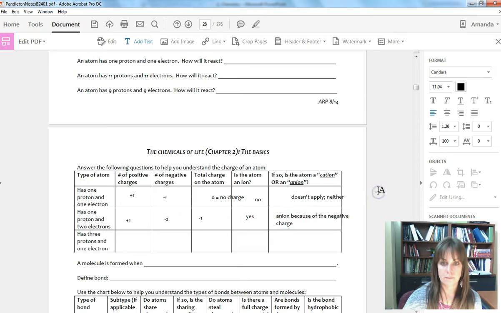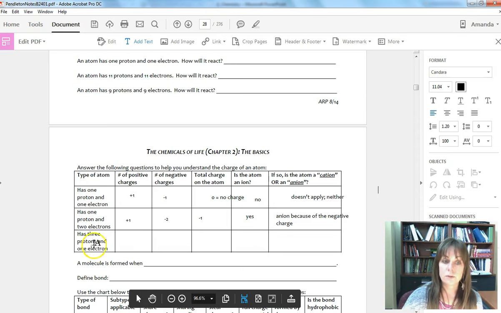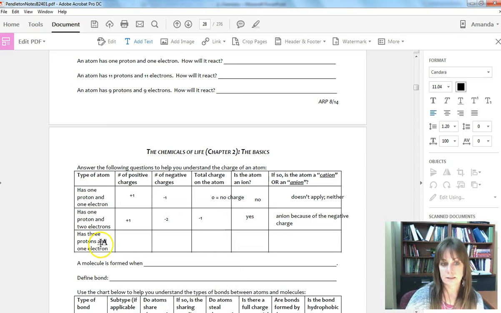Okay. And then I'll let you do this next section here about protons, or this next column right here for protons, and 3 protons and 1 electron. And see if you can get that one on your own. Feel free to email your instructor if you're unsure.